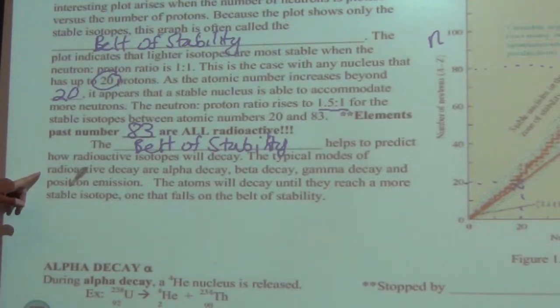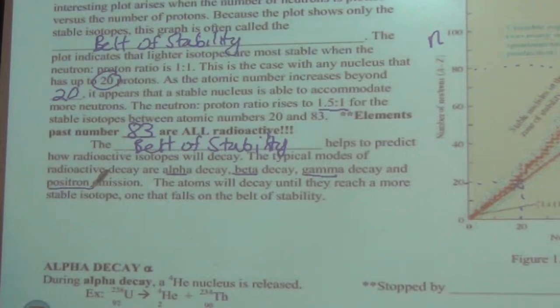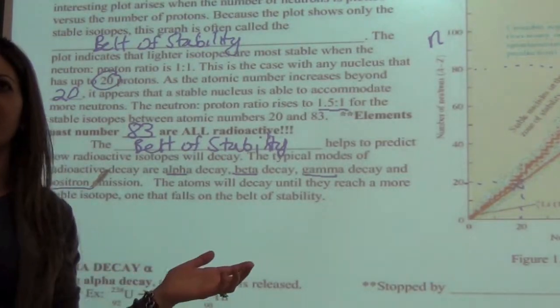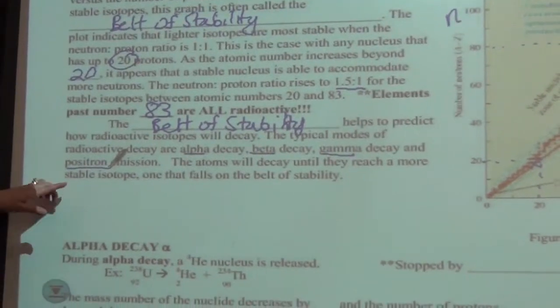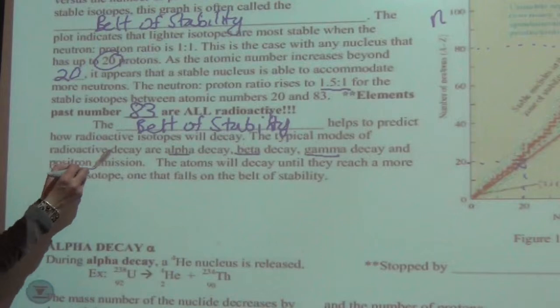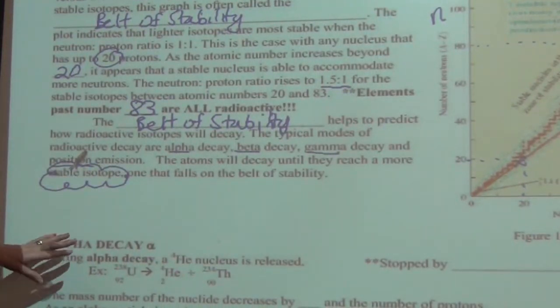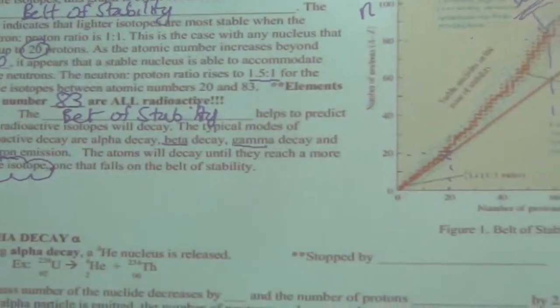So the typical modes of radioactive decay are called alpha, beta, gamma, and positron. There's also electron capture. I'll tell you why later, why we're not going to study electron capture today, but it is one of the modes. The atoms will decay until they reach a more stable isotope, one that falls on the belt of stability. So the stable isotope is what they're trying to get. Okay? First one is called alpha.